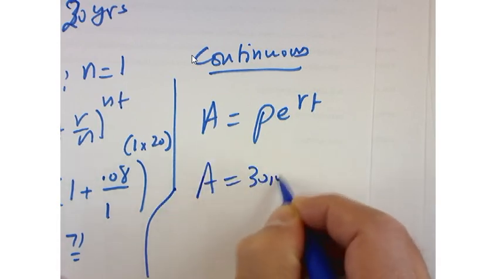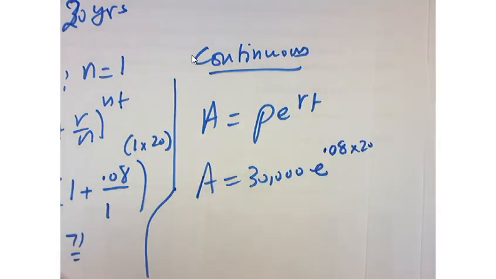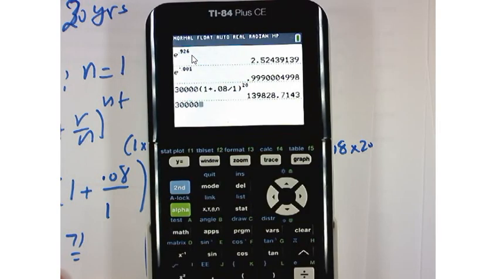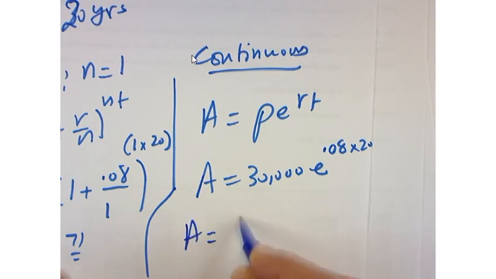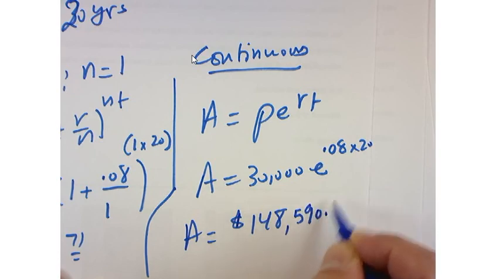Now, if it's continuous, let's see, 30,000 e to the 0.08 times 20. Okay, so let's put that in our calculators. 30,000 e, second ln, to the power 0.08 times 20, and it's $148,590.97, which is a lot more because it's continuously compounding. It's 590.97.